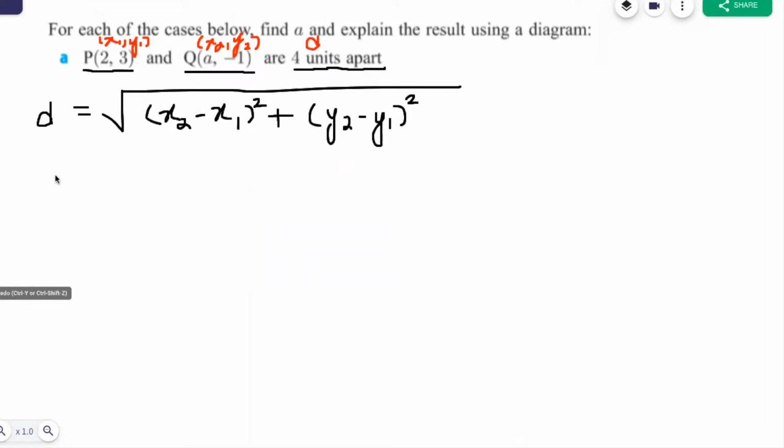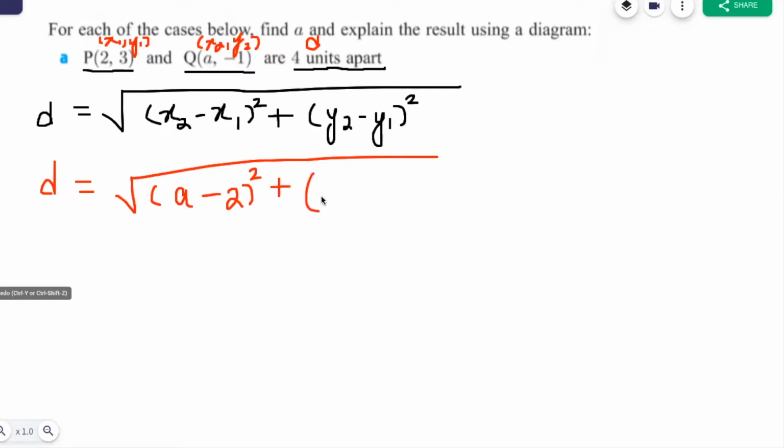So let's do it. D is equal to square root of x2 is a, so a minus 2 whole square plus y2. y2 is minus 1 minus 3 whole square. I plugged in the information. Now I'll just replace this d with 4 because that's given to us. And I'll simplify what I see inside the square root.